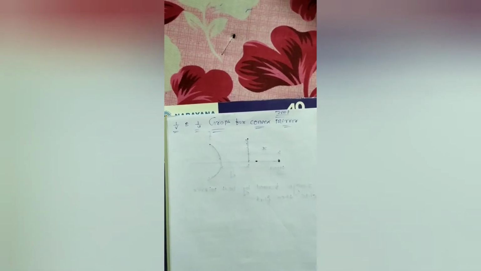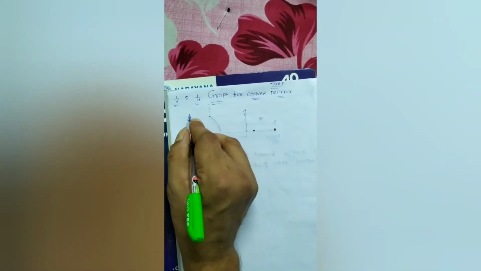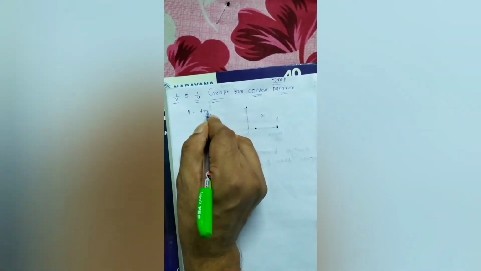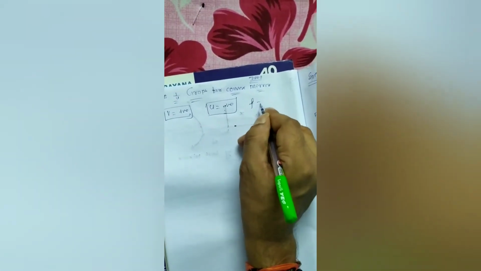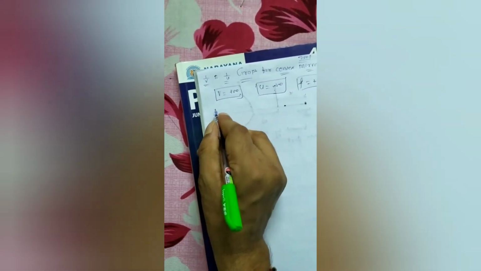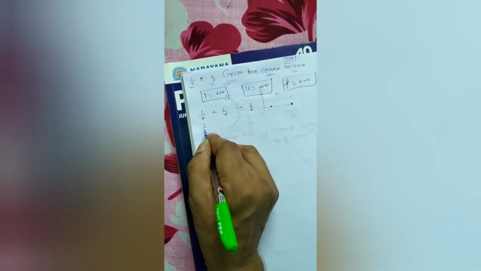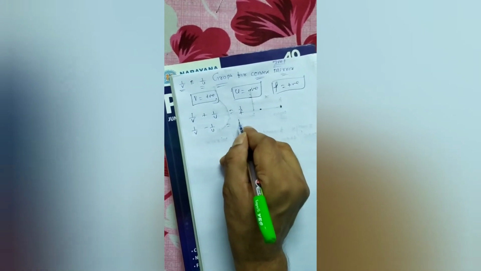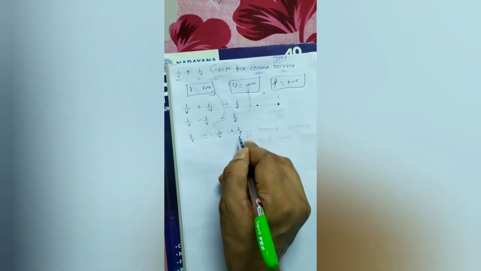Now we are going to start the graph between 1 by v and 1 by u for a convex mirror. We know that a convex mirror always forms a virtual image, so no need to discuss separately. So v will always be positive, u will be negative, and f is also positive. Write the equation: 1 by v plus 1 by u is equal to 1 by f. So 1 by v minus 1 by u is equal to 1 by f, so 1 by v is equal to 1 by u plus 1 by f.